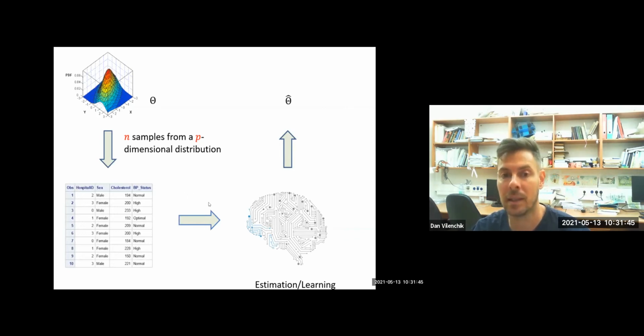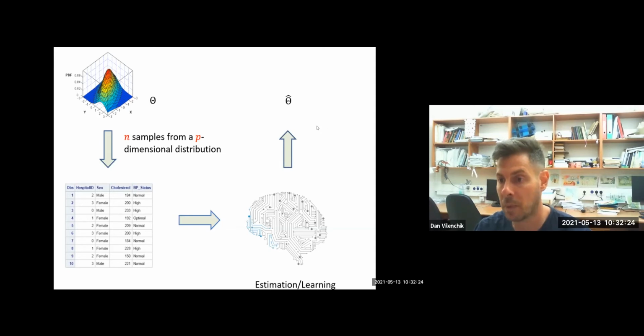One typical setting in machine learning and statistics is the following pipeline. We have some latent distribution with parameters theta, a vector of parameters, and they are latent. We don't know them. We just see samples from them, and we'll use n to denote the number of samples and p the dimension of the distribution. In many cases, we get this table of features, where the columns are the features and the rows are the samples. And then we have some task: estimation, maybe we want to estimate the parameter theta, or some learning task.